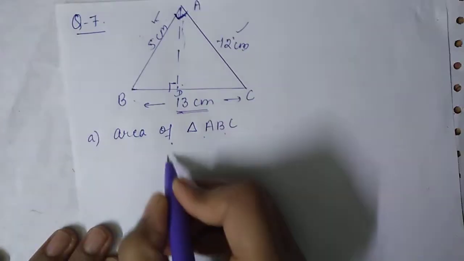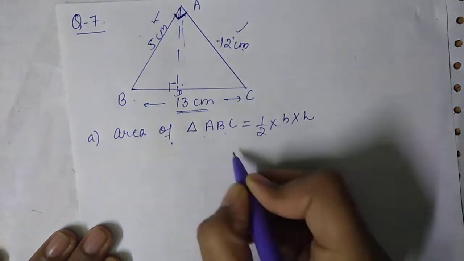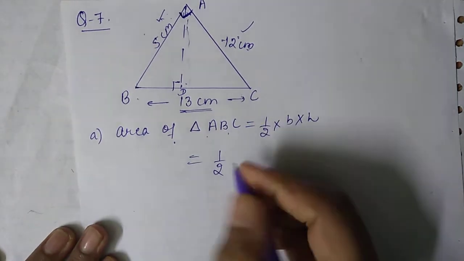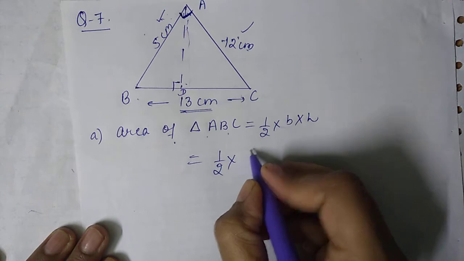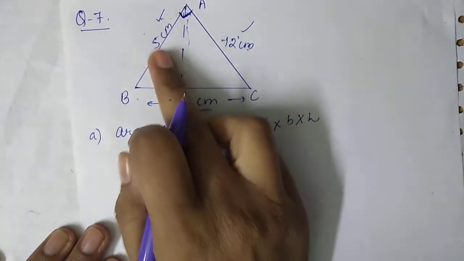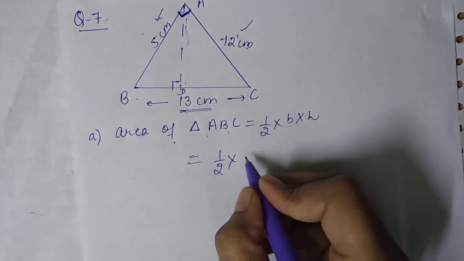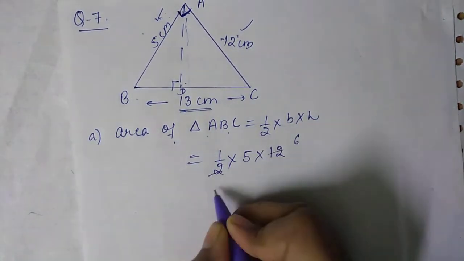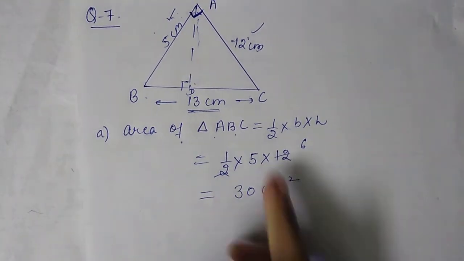So area of triangle, write the formula, half into base into height. Here we are taking triangle ABC. If I am taking base, any one of them, 12 and 5 you can take. So 5 I am taking base and 12 I am taking height. So this is 6 into 5, 30 centimeter square is the area of triangle ABC.